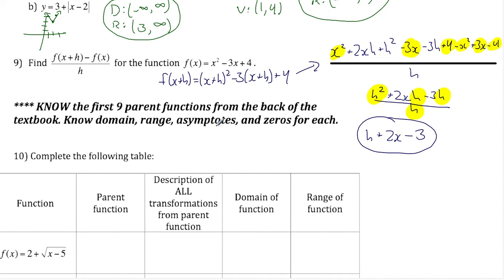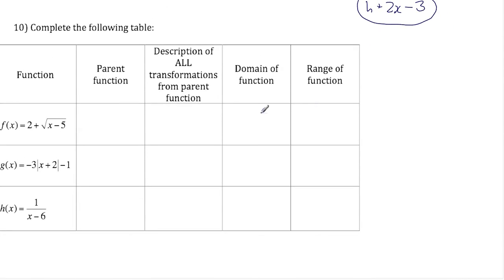So here, just compositions, combinations of functions, just plugging it in, foiling, all your basic algebra stuff. All right, just a little bit off to the edge. Parent functions. Okay, so yeah, let's just go through this.